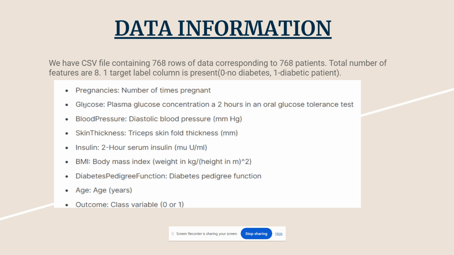Then there are the glucose level, blood pressure, skin thickness, insulin, BMI, and diabetes pedigree function. I did some research on this. It is a function that has a specific value between 0.08 and 2 point something. That gives me an idea of whether the person will be affected by diabetes or not. So it is a function kind of thing. And this is age, and this is outcome, that is the class variable or label column.